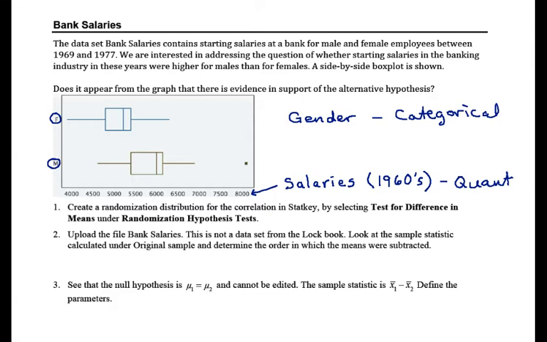In this data set, we will address the question of whether starting salaries in the banking industry are higher for males than for females, or were at least in the 1960s and 1970s. So let's start by getting this data set loaded into StatKey. We're going to go to test for difference in means. Remember that when we have one categorical and one quantitative variable, a difference in means is a statistic that we can look at to summarize it. This will be under the heading of randomization hypothesis tests, just like the tests we've done earlier in this lesson.